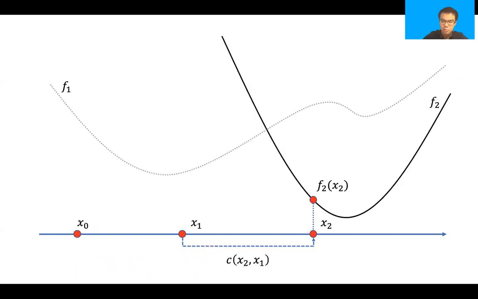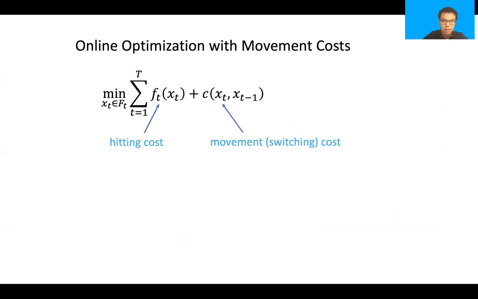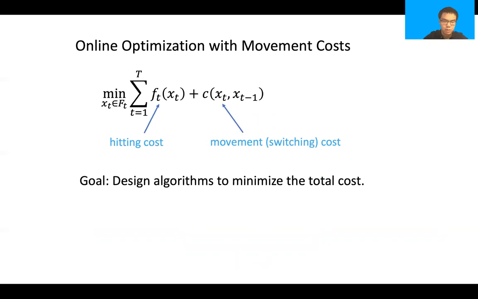At time step 2, another hidden cost function f2 is revealed. The learner picks a point x2 and incurs both the hidden cost and the movement cost. So is time step 3. So formally, we are trying to minimize the total sum of hidden costs and movement costs online without the knowledge of the future. Notice that usually xt is constrained to some feasible set Ft, which is changing through time steps.